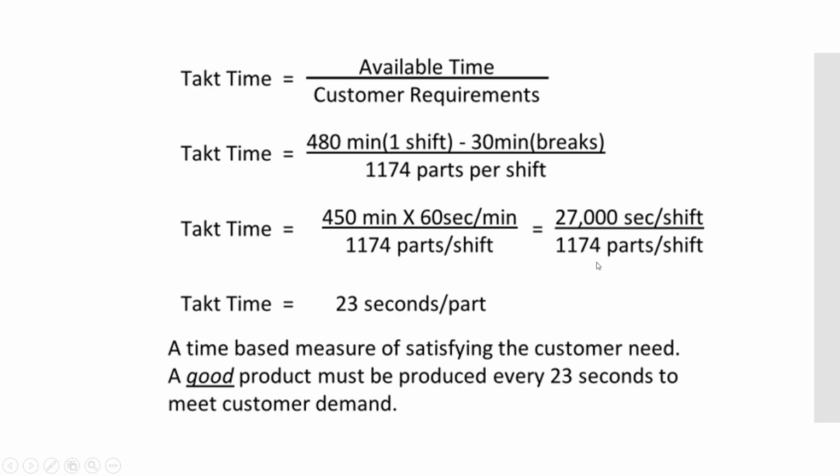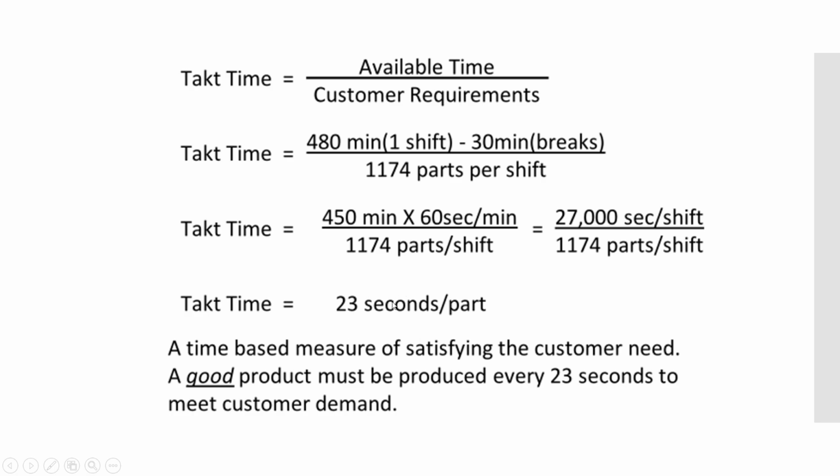And what is our customer requirement? 1174 parts we have to produce per shift. It is our customer demand. So if we divide 27,000 by 1174 parts, we will get 23 seconds.